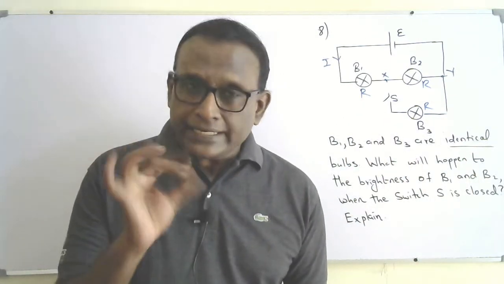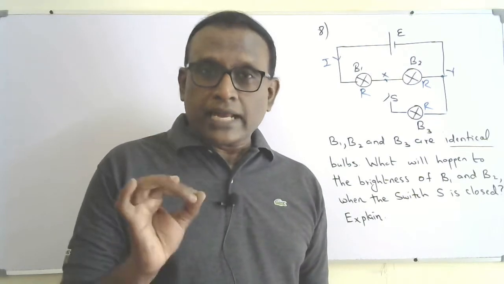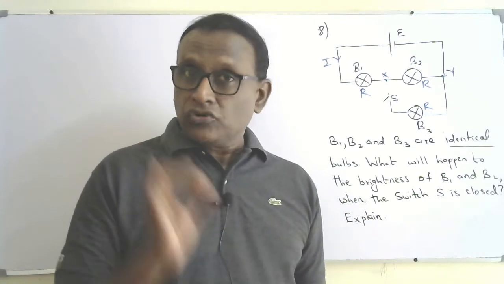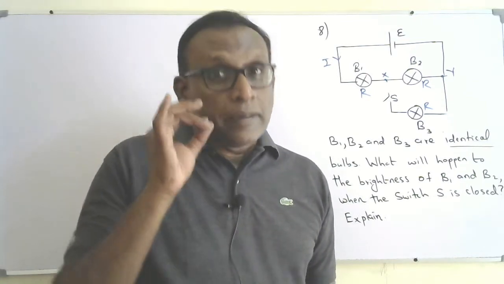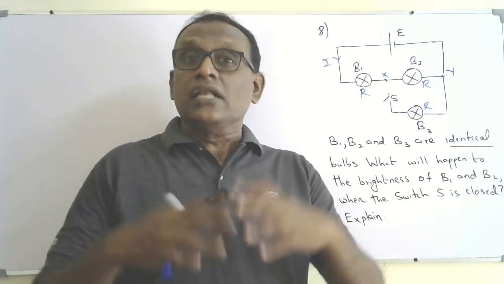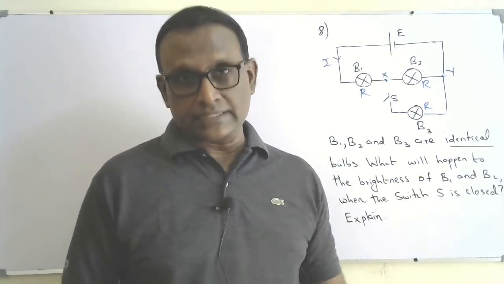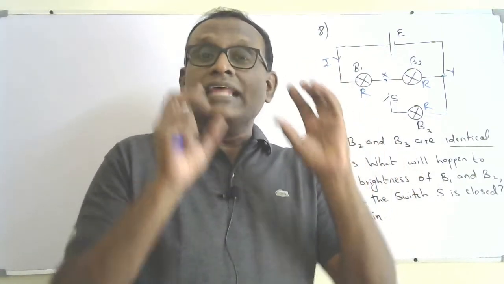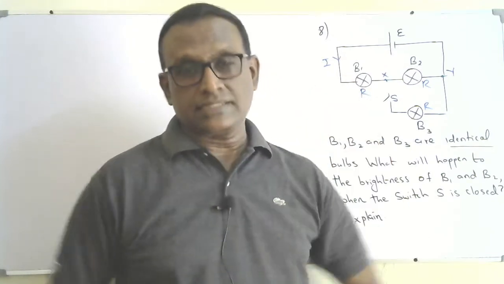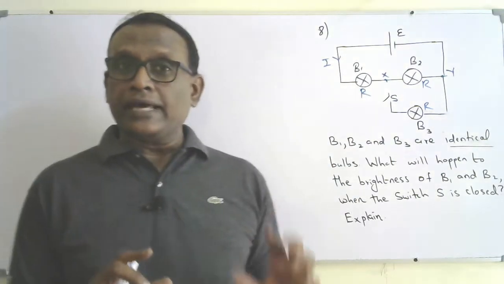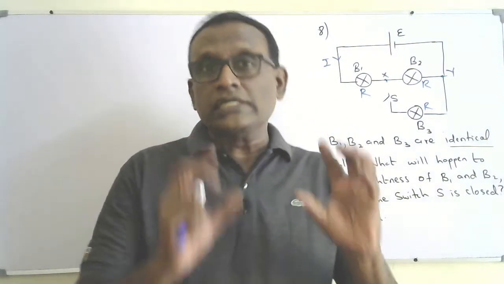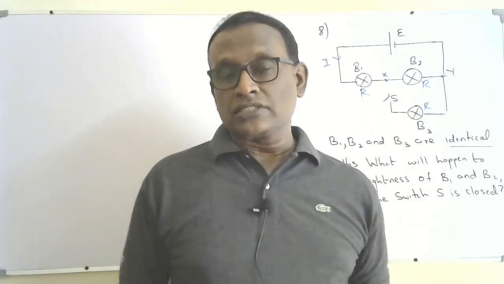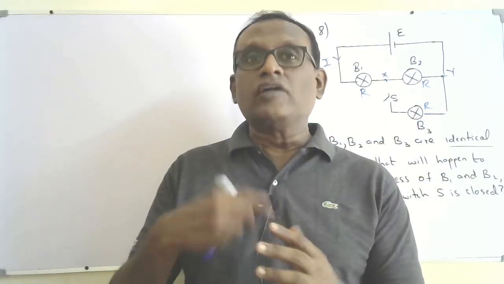When you are comparing the brightness, very important, when you are comparing the brightness of two bulbs, you must compare their power, not the voltage, not the current. The power must be compared. The bulb with larger power will be the brightest. Or when you think about two bulbs, if they have the same power across them, they will have the same brightness. So when comparing brightness, you must compare the power across them, not just the voltage, not just the current. The bulb with larger power will be the brightest.